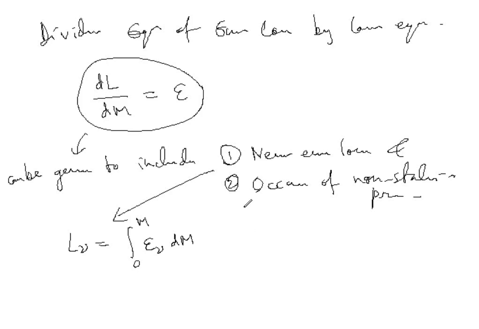Okay, now what about non-stationary processes? In the non-stationary cases, there are changes in the internal energy of the expanding or contracting layers, even in the absence of nuclear reactions. And in this case, an additional energy term is included, so that we can write dL dm is equal to epsilon minus epsilon nu plus epsilon g.